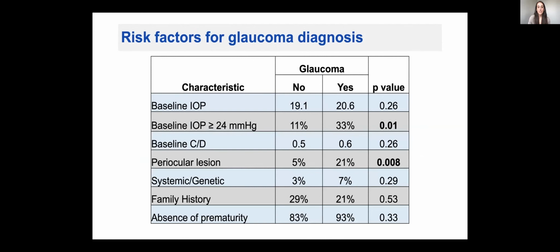So multiple risk factors for the diagnosis of glaucoma were evaluated, including baseline IOP and cup to disc ratio, presence of a periocular lesion, systemic associations, and family history of glaucoma. The only significant risk factors were a baseline IOP above 24 and presence of a periocular lesion, such as in Sturge-Weber.